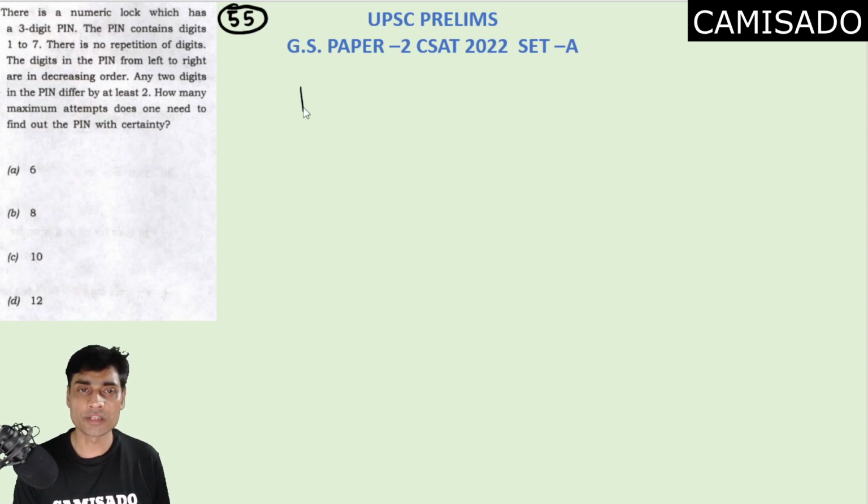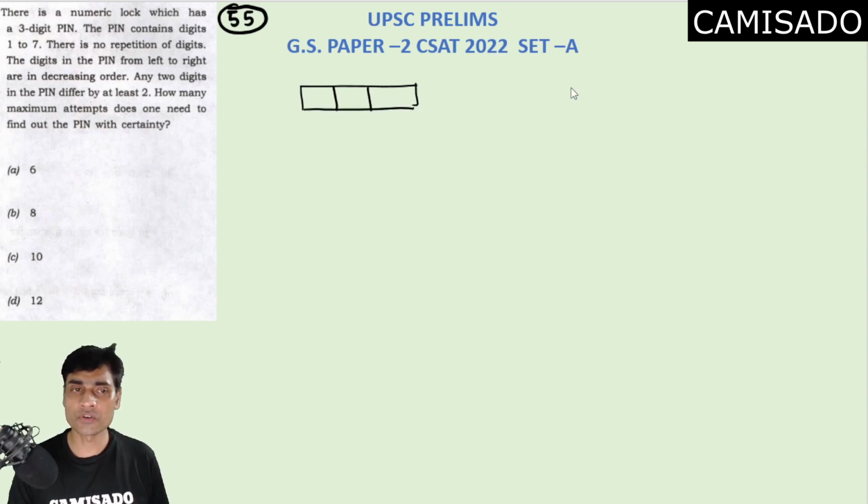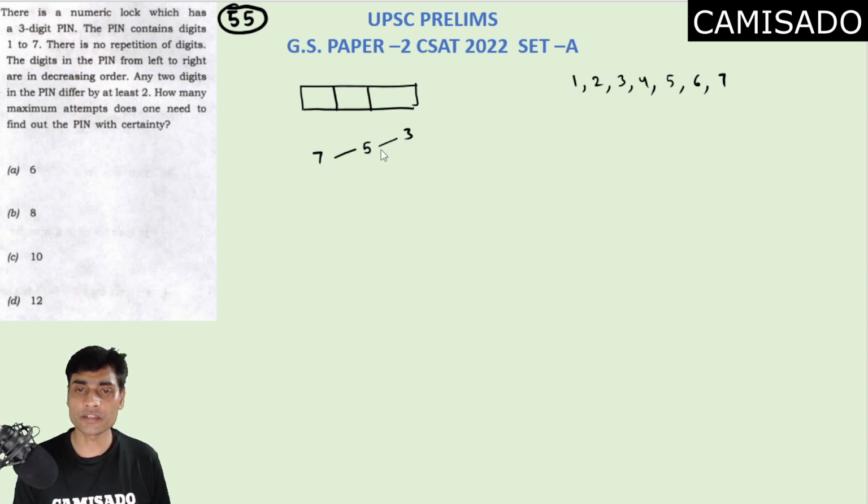So basically we have to make a pin comprising 3 digits, and the numbers allowed here are from 1 to 7. That means 1, 2, 3, 4, 5, 6 and 7, starting with the highest, 7. So with 7 I can take 5, with 5 I can take 3 as well as 2 as well as 1. Why? Because it is given any 2 digits in the pin differ by at least 2, and digits in the pin from left to right are in decreasing order. So following these 2 conditions I am doing this.